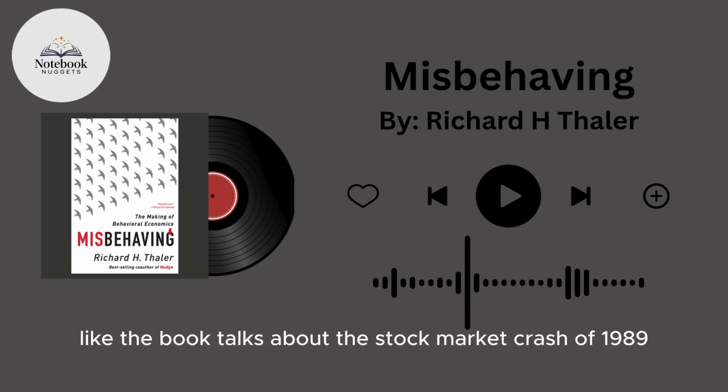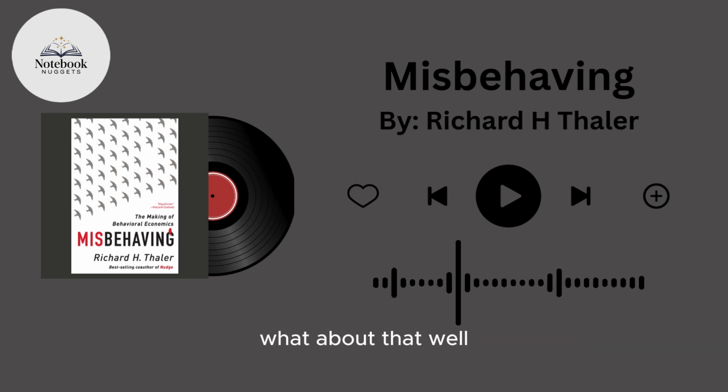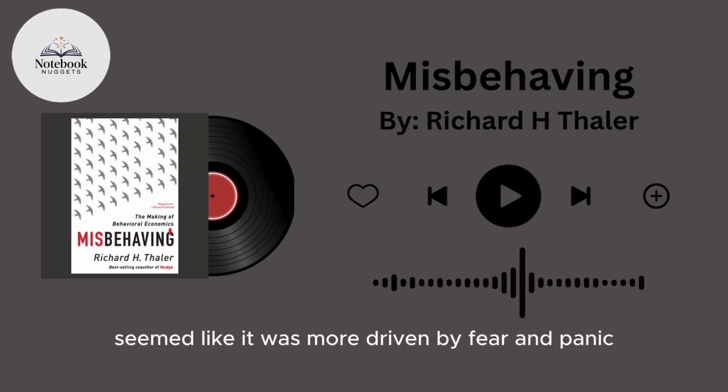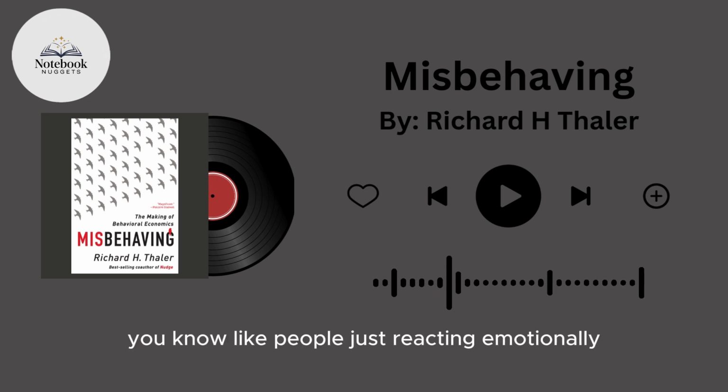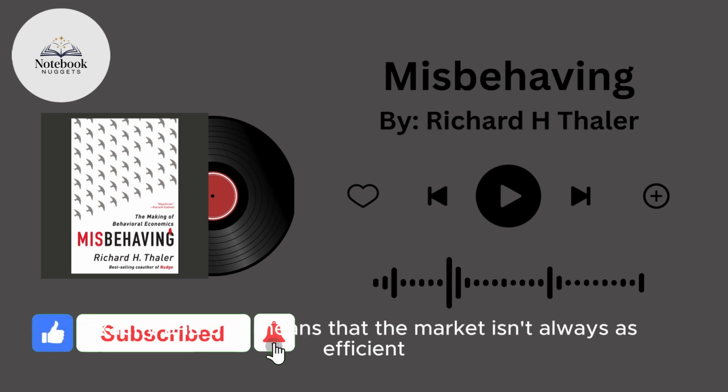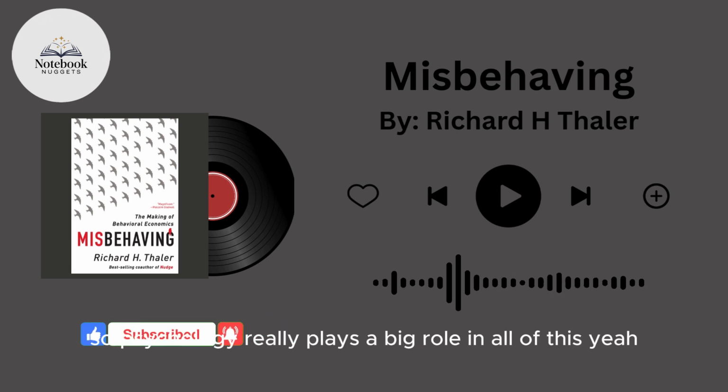Yeah, I can see that. Like the book talks about the stock market crash of 1989. Oh, yeah. What about that? Well, there wasn't really any big news or event that could explain why the market crashed so suddenly. It seemed like it was more driven by fear and panic, like people just reacting emotionally. So it's like even the experts can get caught up in the moment. Exactly. And that means that the market isn't always as efficient as we might think. Interesting. So psychology really plays a big role in all of this.